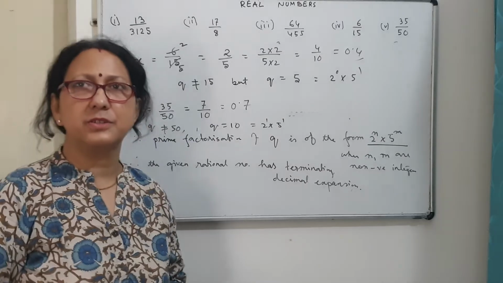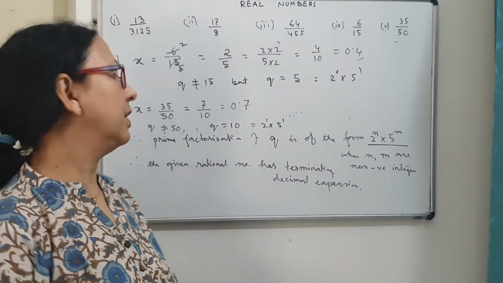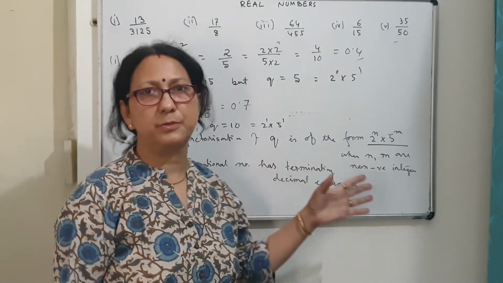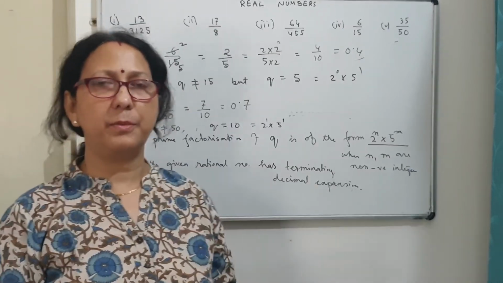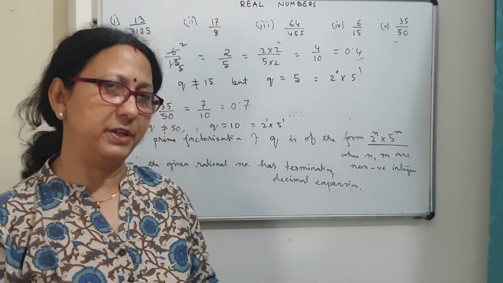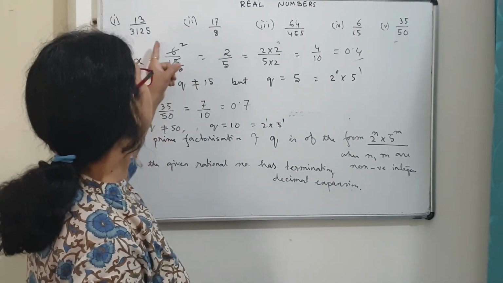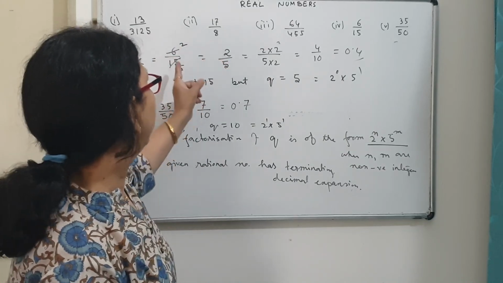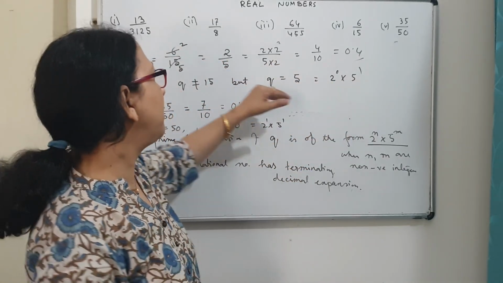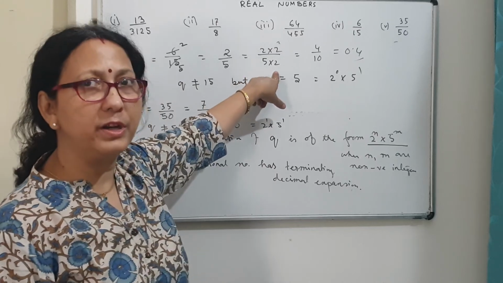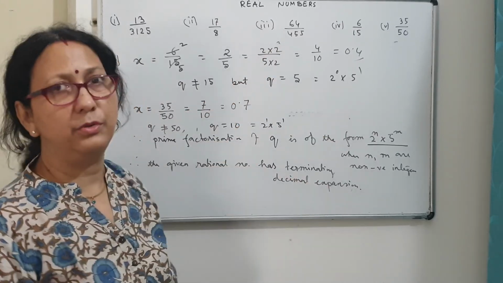So these are the applications of the theorems, where we can tell about the nature of the decimal expansion of a rational number, whether it is terminating or non-terminating repeating. And also we can find out the terminating decimal by the method I have shown you, by equating the powers of 2 and 5 in the denominator, and accordingly we do this. Okay.